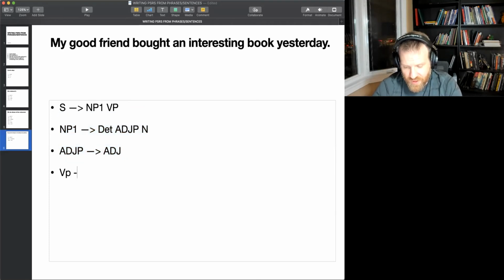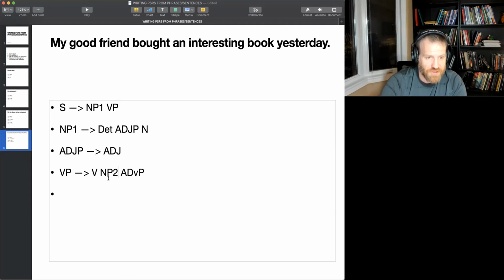Now let's break down the VP, the verb phrase. And the verb phrase here is bought an interesting book yesterday. So the verb phrase must have a head. Bought. What did he buy? Or she? What did she buy? An interesting book. And then there's an adverbial phrase.